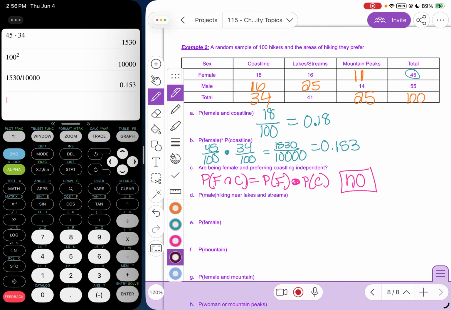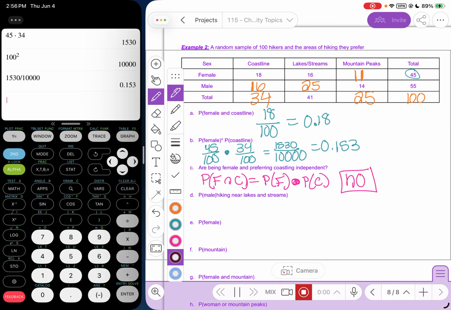Probability of male given hiking near lakes and streams. So on top, male and hiking near lakes and streams. So that's this one, 25. Over the given, so over hiking near lakes and streams is 41. 25 divided by 41 is 0.610.